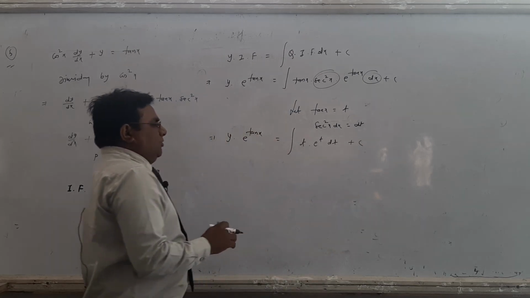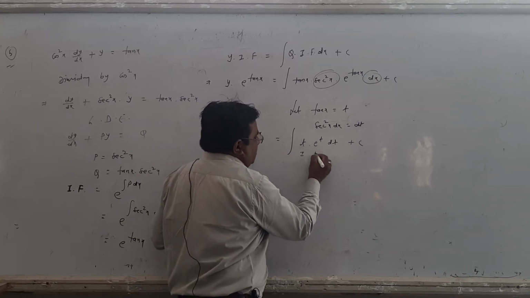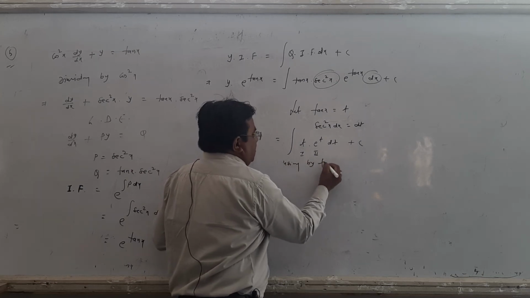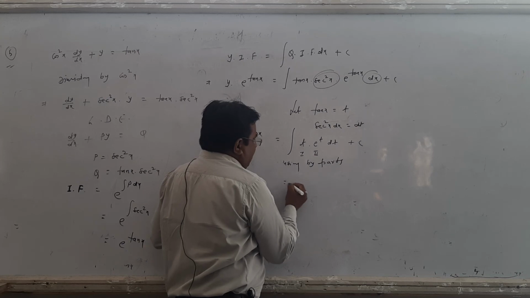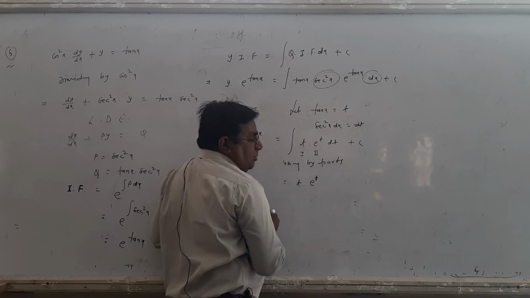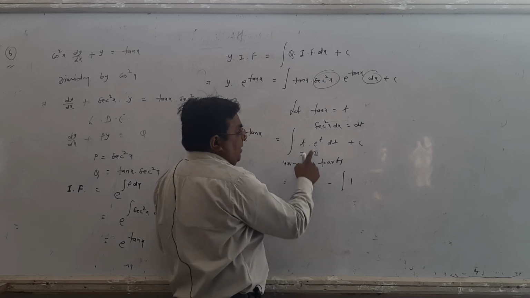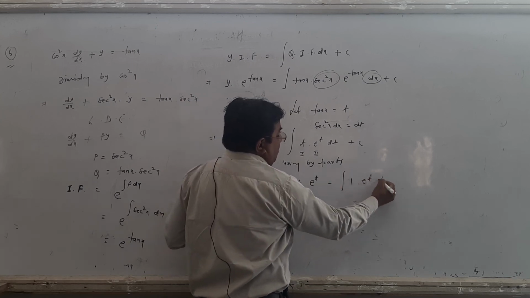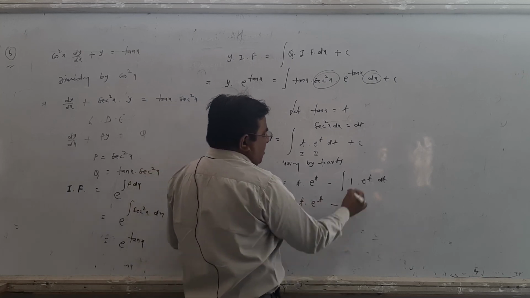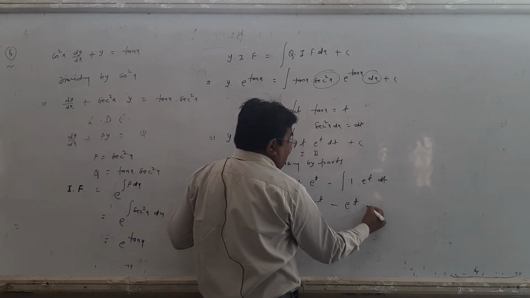And now again two different terms in product form, so apply integration by parts. This is first and this is second. Using by parts, you know student, it is the first function into integration of second function. What is the integration of e raised to power t? E raised to power t, minus integration of the differential of first, the differential of t is 1, into the integration of second, e raised to power t. Then t as it is, e raised to power t as it is, minus what is left: the integration of e raised to power t, which is e raised to power t.